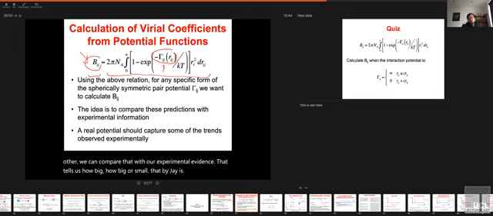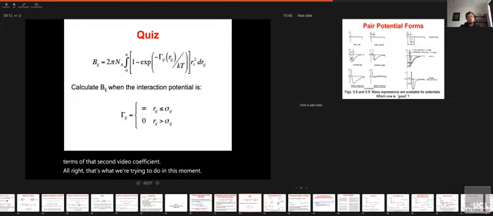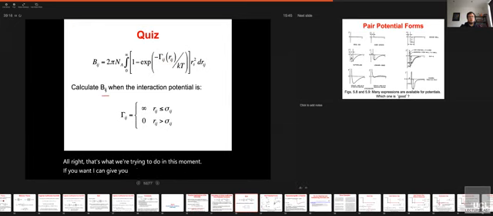Will we be able, using a simple expression like Lennard-Jones, that describes interaction between a pair of molecules, to extract all the experimental observables in terms of that second virial coefficient? All right, that's what we're trying to do at this moment. If you want, I can give you a quiz. So figure out what this Bij is when the interaction potential is described by this equation over here. So think about this and we'll go through it in our tutorial if we need.